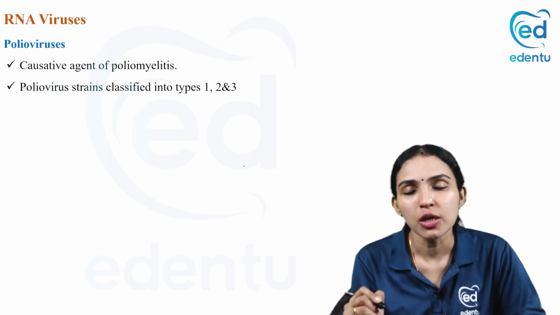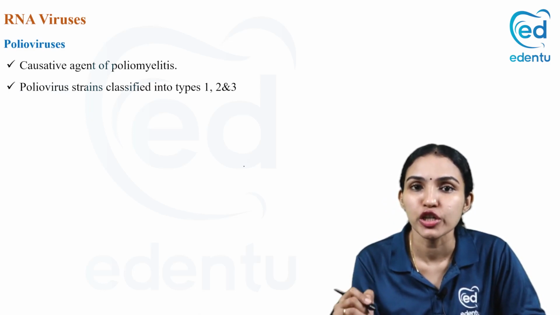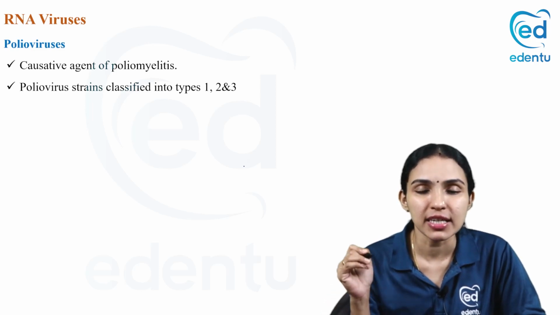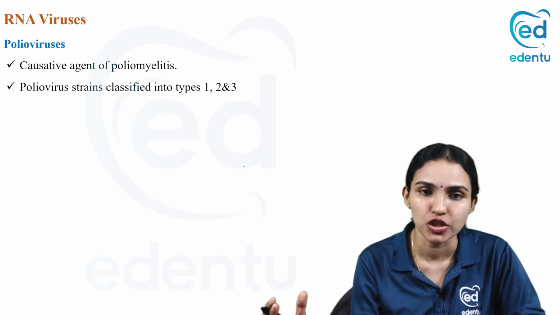Coming to polio, poliovirus is the causative agent of the famous disease paralytic poliomyelitis. Recently, in our country, we have almost reached the verge of eradication of polio.